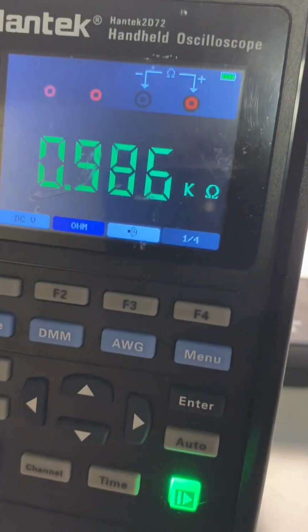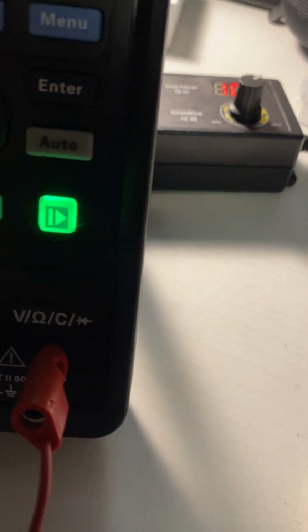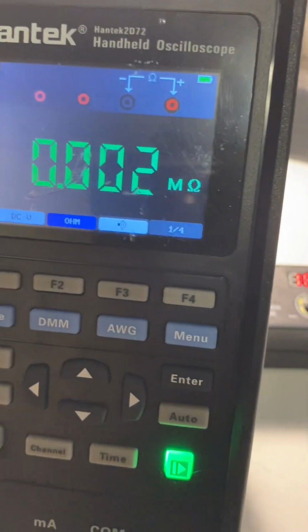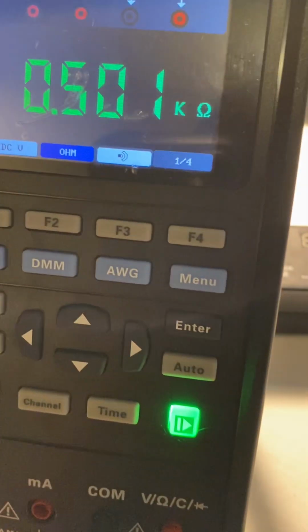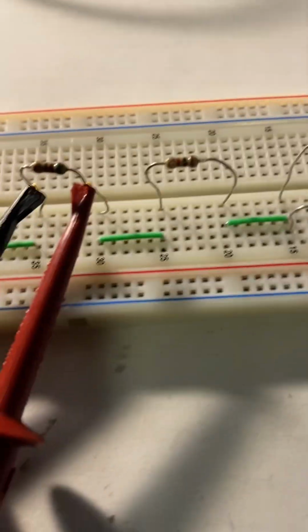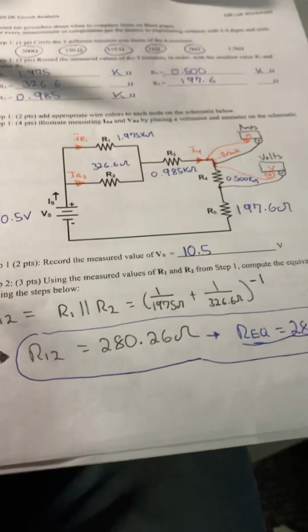You do that for each one. Like for this one, that one's the 1 kilo ohm. The next resistor is the 500 ohm, 510 ohm that's supposed to be. You do the same thing for all of them, and then you get those values. Now we go and measure our circuit.